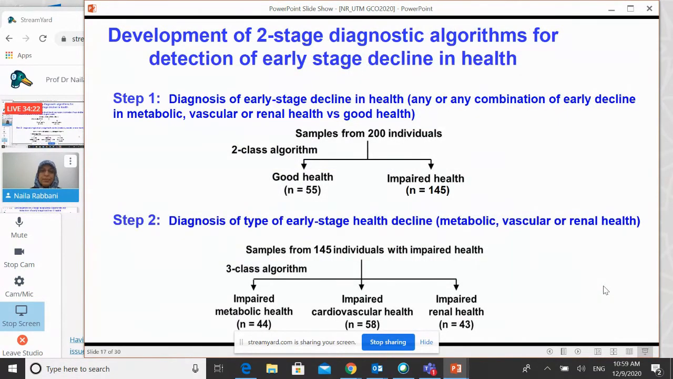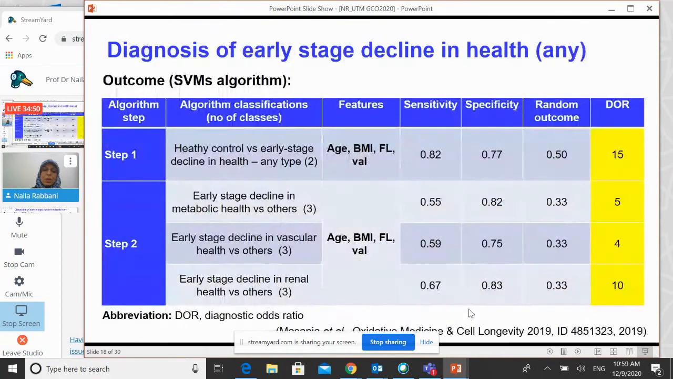So as I mentioned, it was a two-stage diagnostic algorithm. The first stage was looking at good health versus the impaired. The second step, we wanted to separate all these three impairments that really pinpoint whether the person suffers with metabolic health or cardiovascular health or renal health. So that would have given us the ability to treat them with precision medicine.